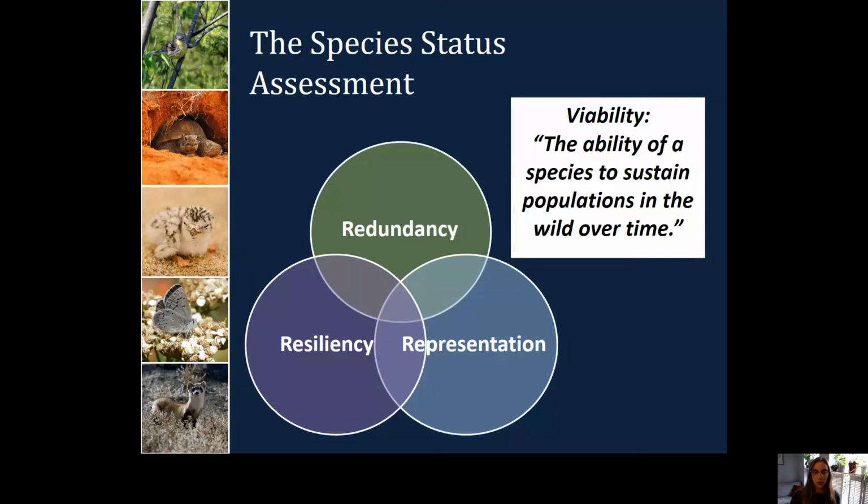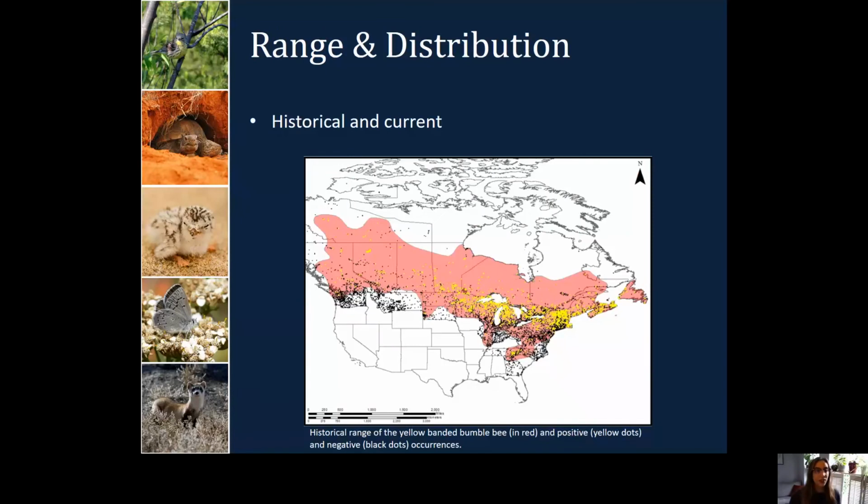So now let's walk through some of the common types of information and data used to complete the assessment. First, we gather information on the historical and current range and distribution of the species. The map below is from a species status assessment of the yellow-banded bumblebee that depicts the species' historical range in red, with yellow and black dots representing positive and negative occurrences, respectively.